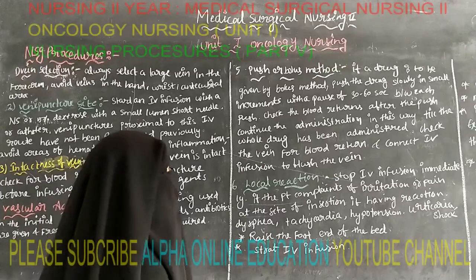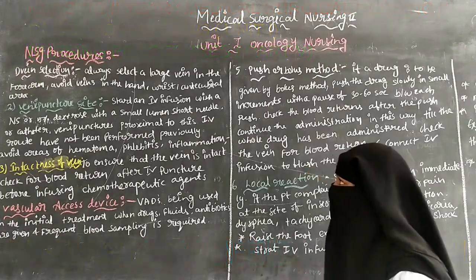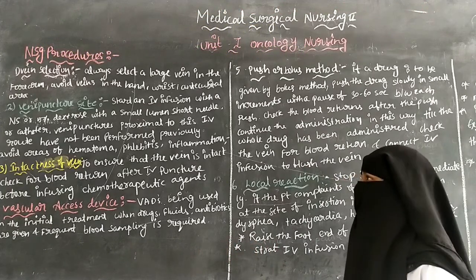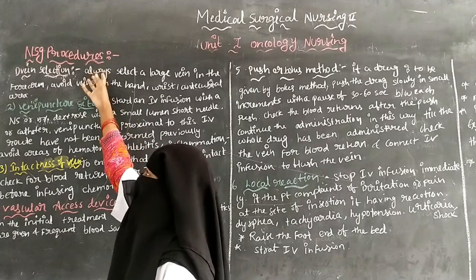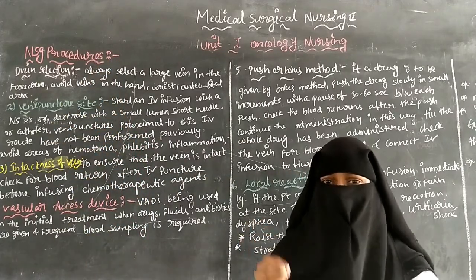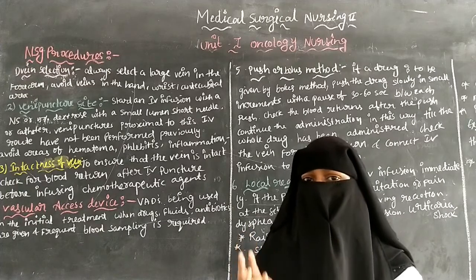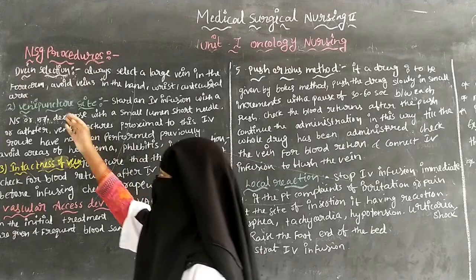Today I am going to discuss medical surgical nursing, unit 1, oncology nursing. In this we are going to discuss the nursing procedures. While doing the nursing procedures, there are some guidelines you should maintain. The first one is vein selection.